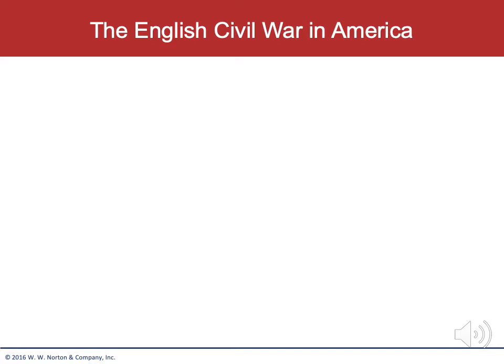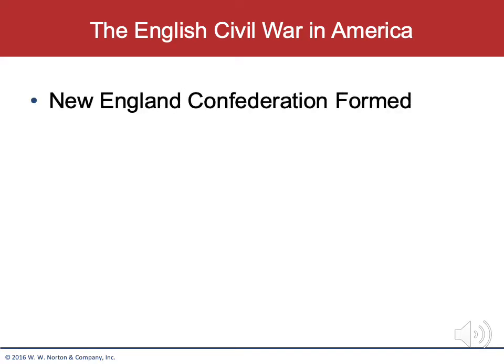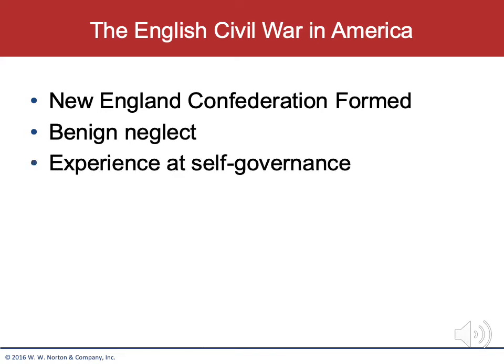So the English Civil War in New England, as I touched upon before, left the colonies to fend for themselves. And so the New England settlements formed a collective known as the New England Confederation. It included everybody but Rhode Island. And this period of benign neglect allowed for this experience of self-governance. And this is a very big contribution.